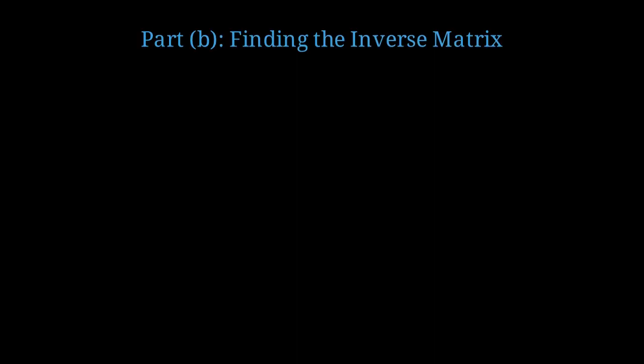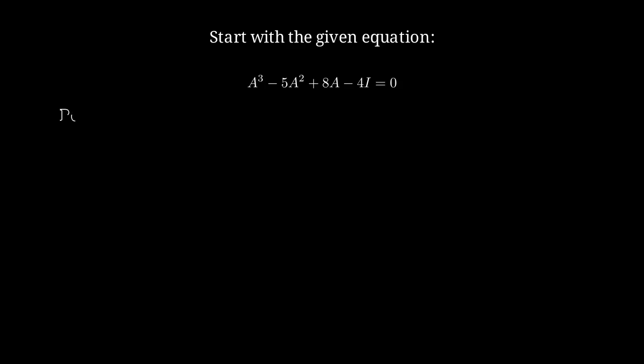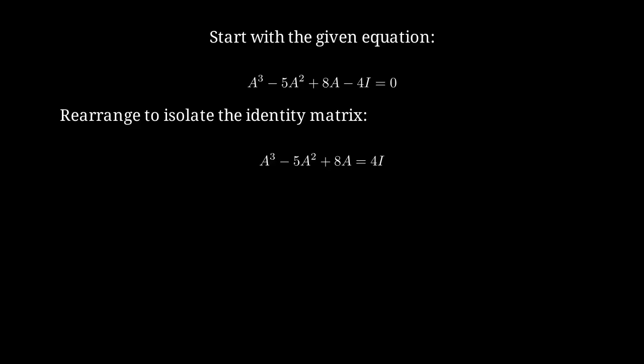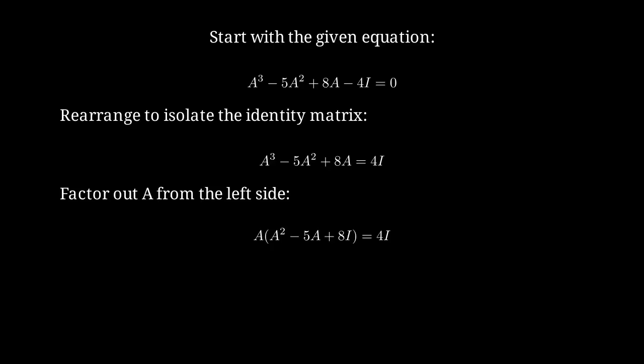Now let's find the inverse of A using our matrix equation. We start with our original equation, A cubed minus 5A squared plus 8A minus 4I equals 0. Let's rearrange this to isolate the identity matrix term. Moving 4I to the right side gives us A cubed minus 5A squared plus 8A equals 4I. Now we factor out A from the left side. This gives us A times the quantity A squared minus 5A plus 8I equals 4I.